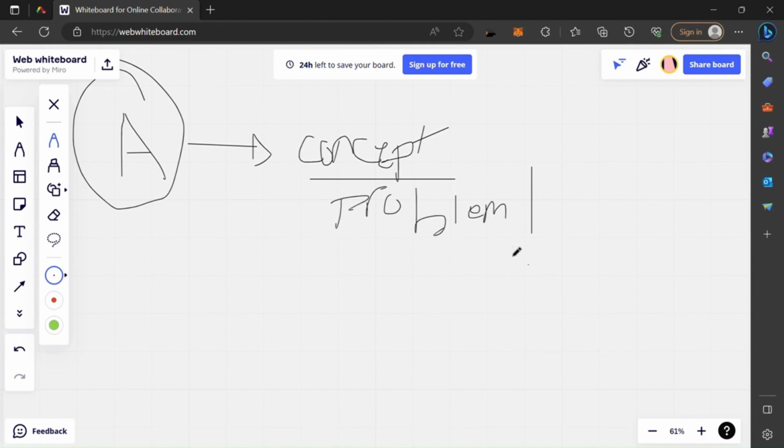Sorry for the bad handwriting, but I hope I'm giving you the best explanation. So this is what an algorithm does. It's created by a certain person or a company or an organization. It's a concept, and its sole purpose is to solve a problem. So this is what an algorithm is. I hope you have a good understanding after me explaining it.